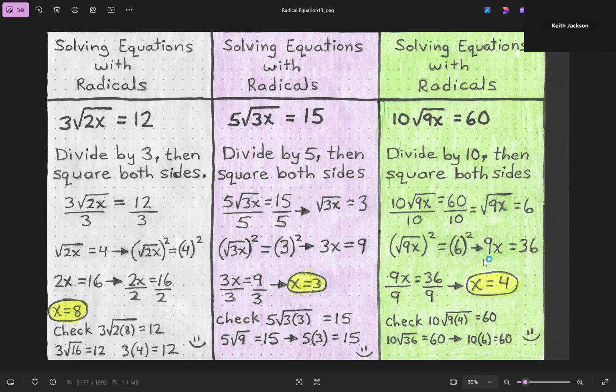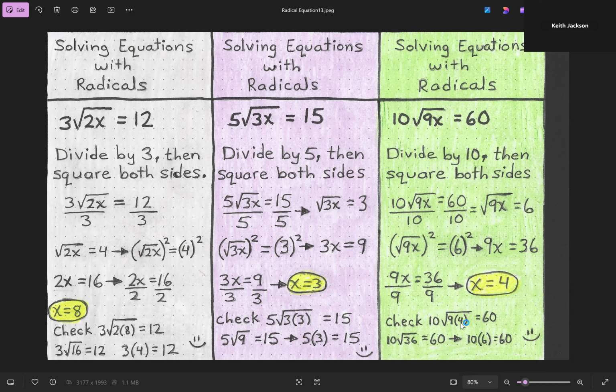Now we have 9x is equal to 36, and we can breathe a sigh of relief because that's easier to solve. All we have to do is divide both sides by 9. When we do that, these 9s cancel out, just leaving x, and 36 divided by 9 will give us 4.